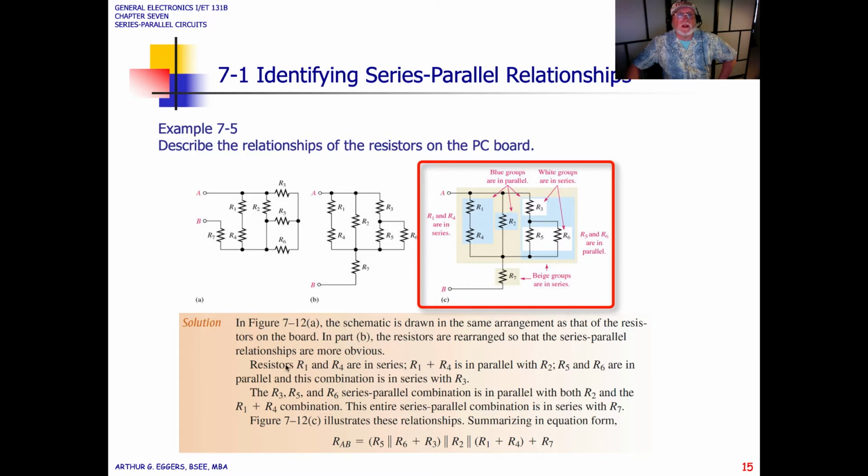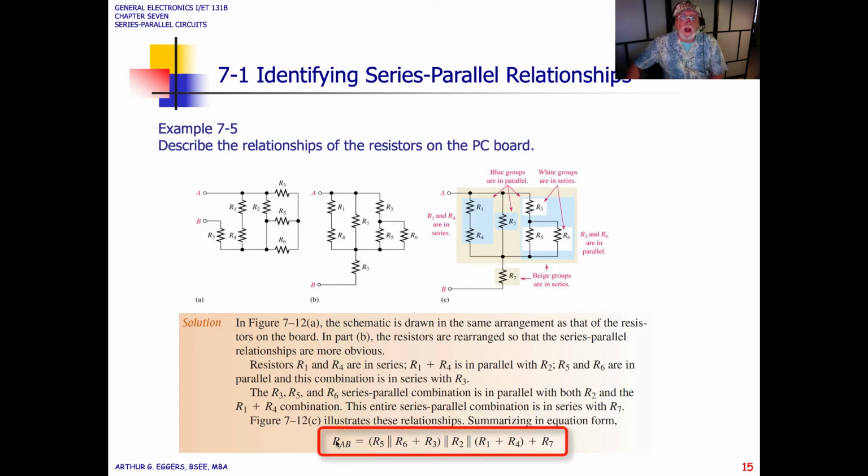So in the drawing, then, you can see R1 and R4 are in series. R1 plus R4 is in parallel with R2. R5 and R6 are in parallel, and this combination is in series with R3. So we can see that whole arrangement. The R3, 5, and 6 series parallel combination then is in parallel with both R2 and the R1, R4 relationship. So we can see how this is laid out in these blue boxes by the explanation. This entire series parallel combination is in series then with R7.